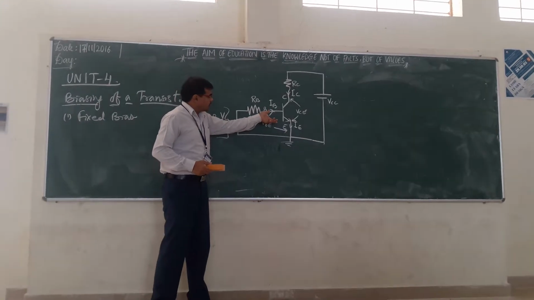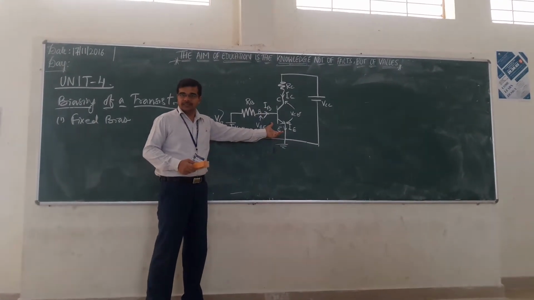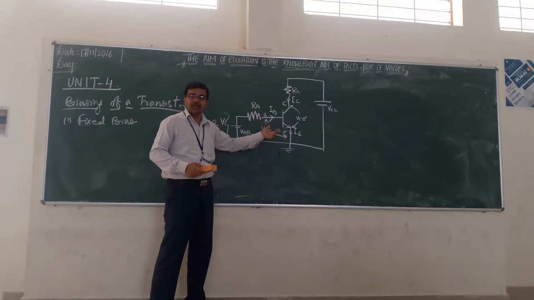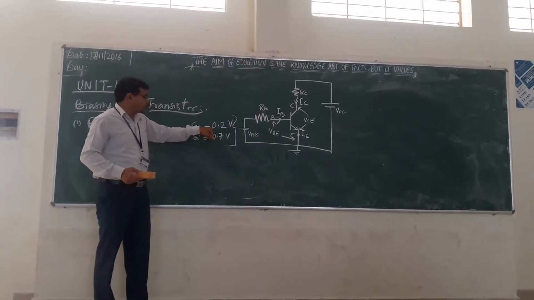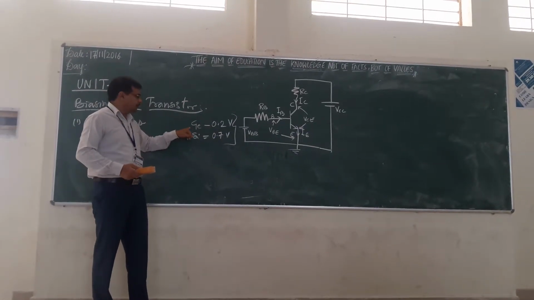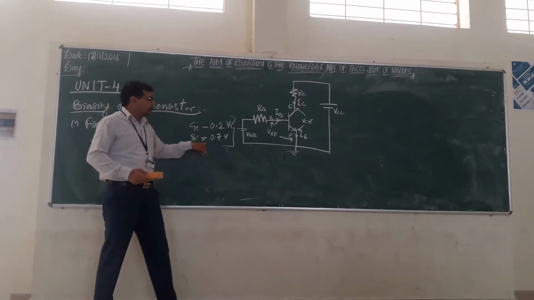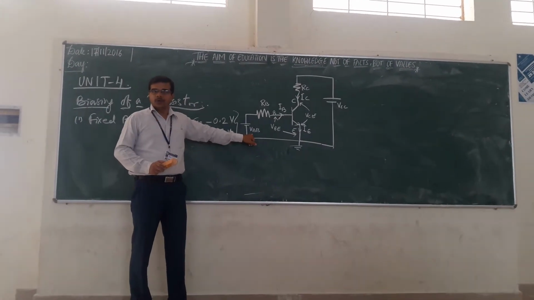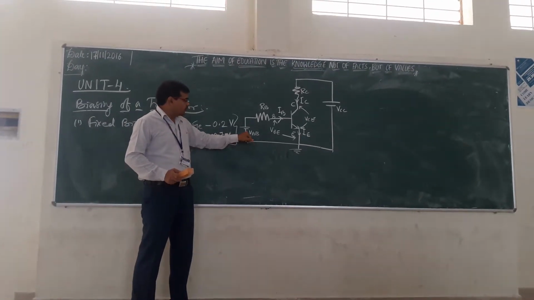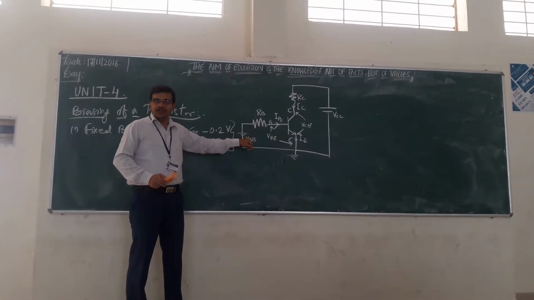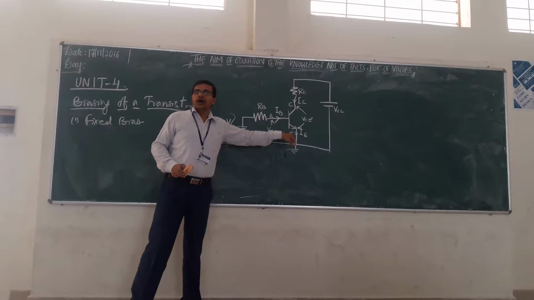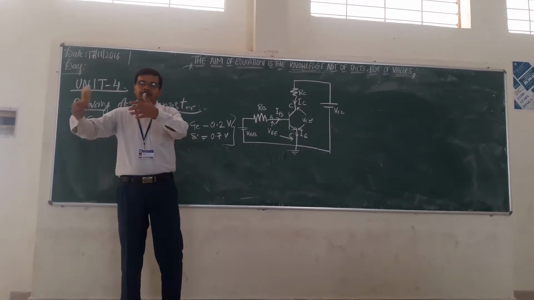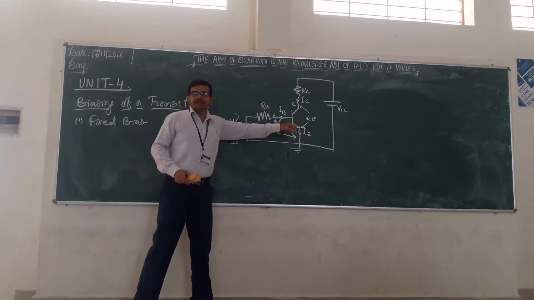Here we want to make this base and emitter forward biased. To do that, our need is that this VBB should be equal to 0.2 volts in the case of germanium and 0.7 volts in the case of silicon. But we don't have that facility, so we have to replace this. This will not work, because if we don't get this, it will no longer be forward biased. It may become reverse biased or something else. So this circuit will not work, and we have to go for changes.